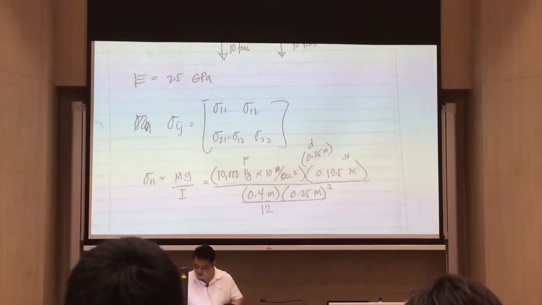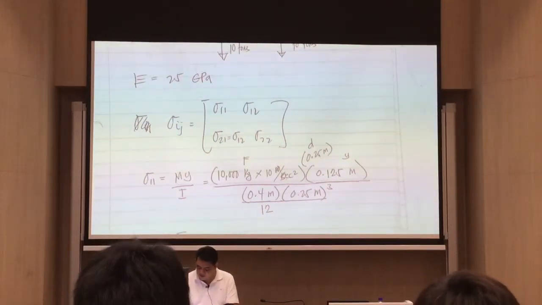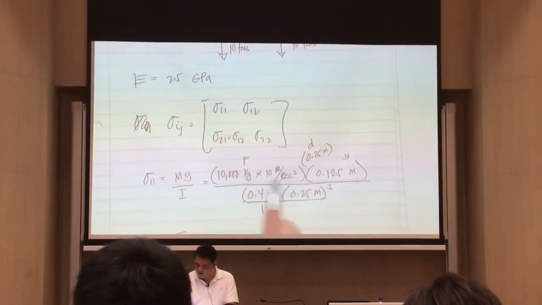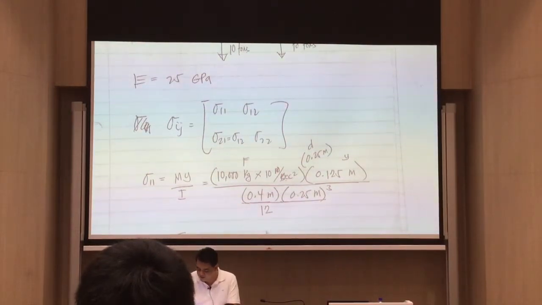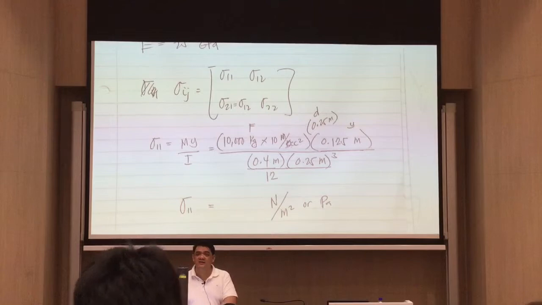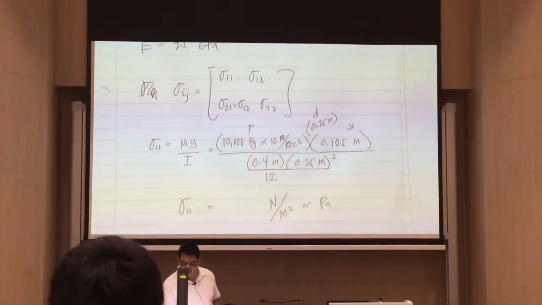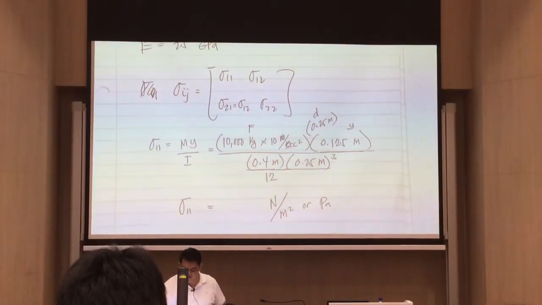Is that our unit? So your sigma 1 will be, this one will be a Newton, meter squared, meter to the fourth. So Newton meter squared divided by meter to the fourth. We have now a Newton per meter squared as well. Yes, so we're there. So just by checking the units, you have an idea if you're doing it the right way.